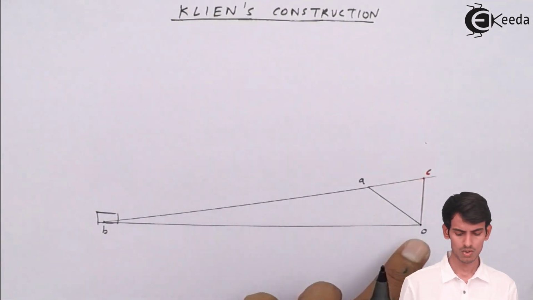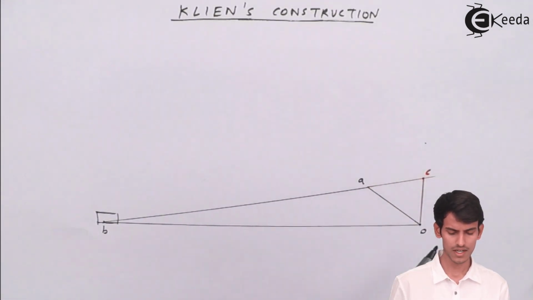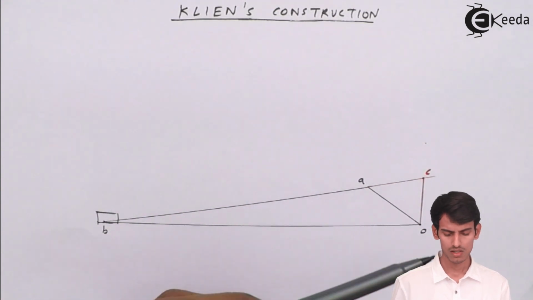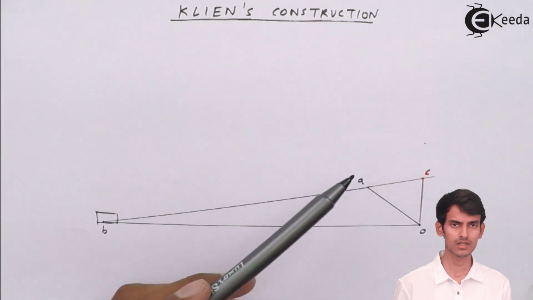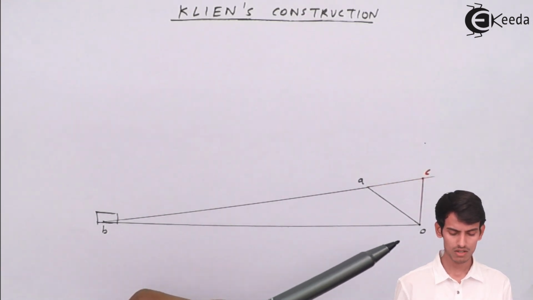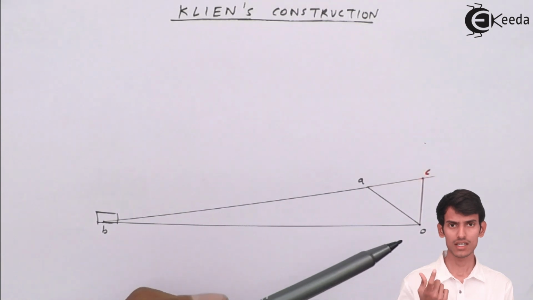So triangle OAC represents the velocity triangle. Now in this triangle, OC represents something, OA represents something, and AC represents something. So let's see what each of the sides tells you.